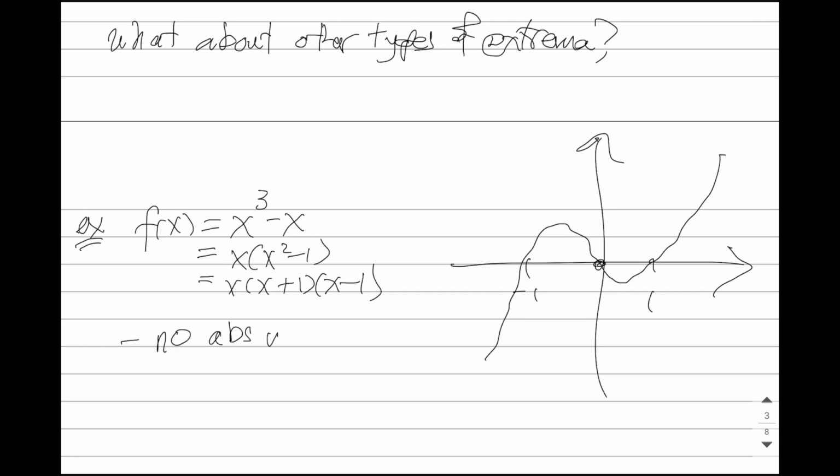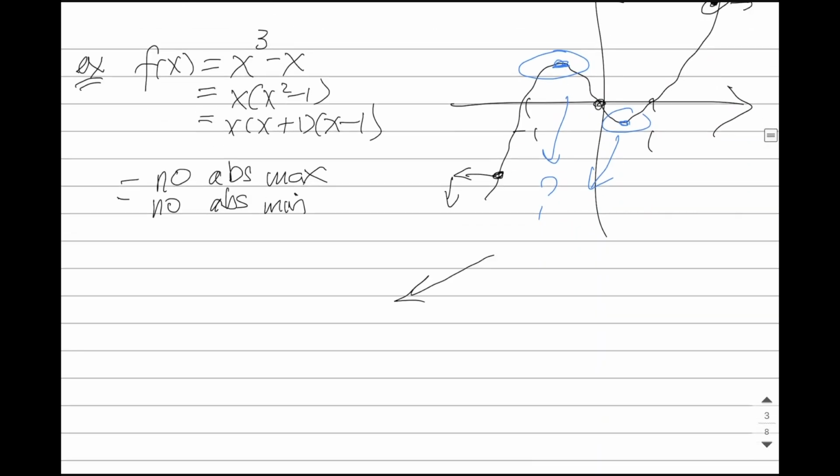There is no absolute maximum for this function because no matter where I stand, I will be able to slide over and go a little bit higher. There is no absolute minimum for this function because no matter where I stand, I'll be able to slide down and go down a little bit further. You see that there's something interesting happening at these points. They aren't absolute minima or maxima, but they are in their neighborhoods the largest or smallest points. So those types of examples are also important. So we are going to define something called relative or local minima or maxima.